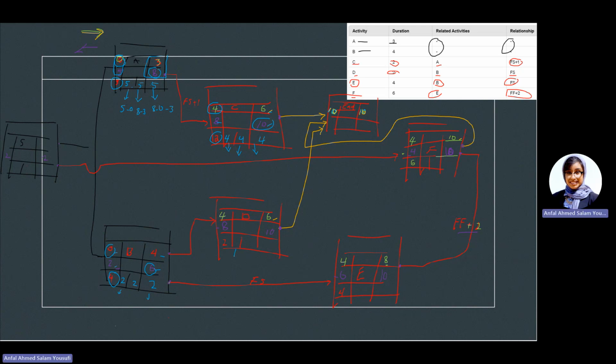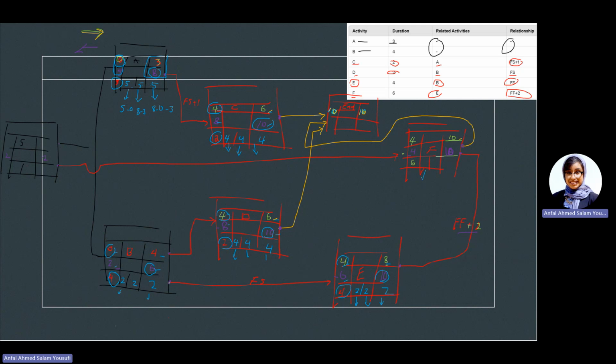Let's do D. So in D, it's going to be 8 minus 4, that is 4. And finish will be 10 minus 6, that is a 4. For the total float, it is 10 minus 4 minus 2, that is a 4. We have E. So in here, we're going to put a 6 minus 4, that is 2. And then in my finish float is 10 minus 8, that is a 2. Total float is 10 minus 4 minus 4, that is a 2.